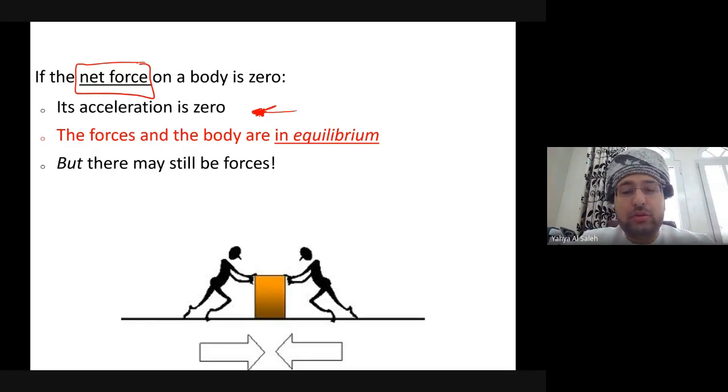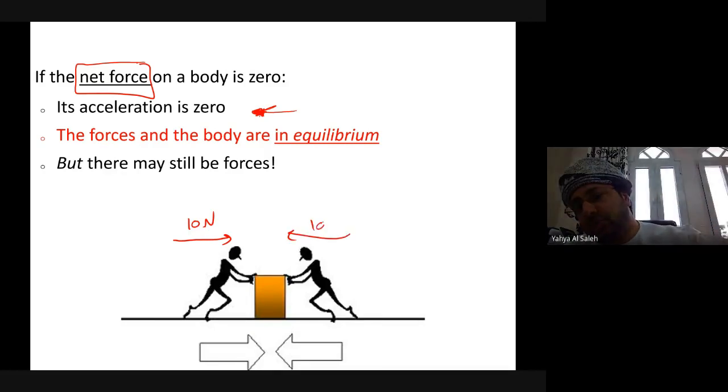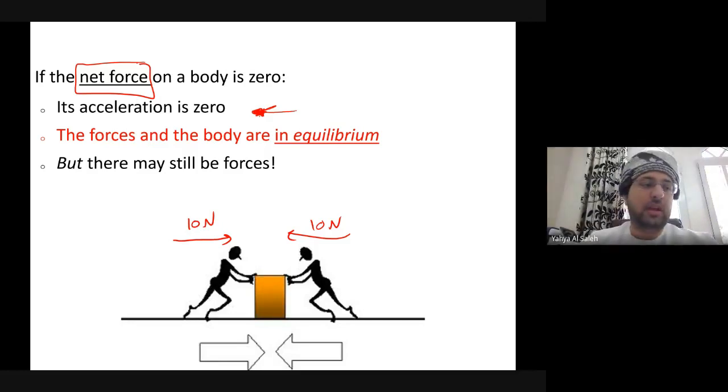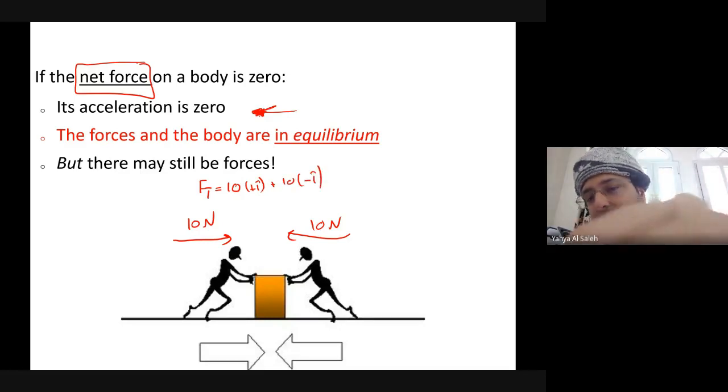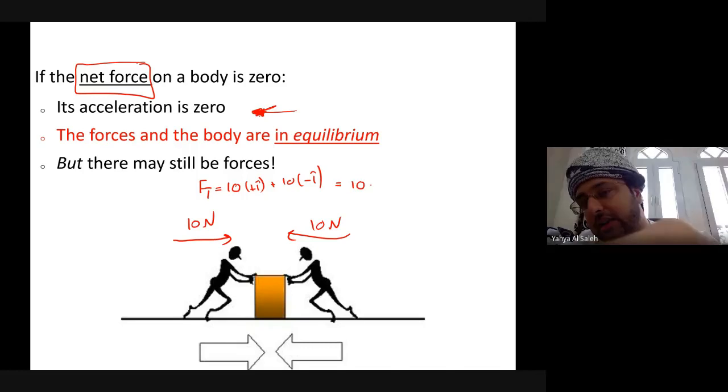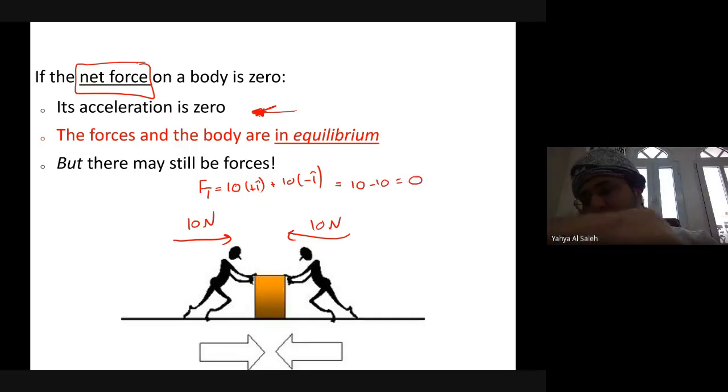What do I mean by net force? Say, for example, in this photo, this person is pushing with a force of 10 newtons. This person is also pushing at 10 newtons, but in the opposite direction. Now, because force is a vector, my net force or force total will be equal to 10 in the plus i direction plus 10 in the minus i direction, which is the same as saying 10 minus 10, which is equal to 0 newtons. So the box doesn't move.